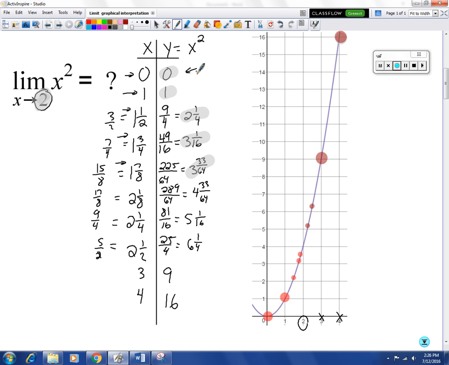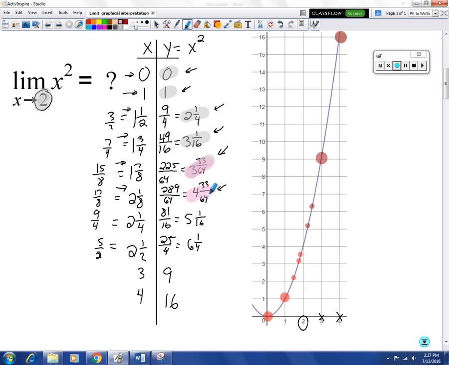My answer is not 0. Okay, my answer is not 1. My answer is not 2 and 1/4. It's not 3 and 1/16. So it's bigger than 3 and 1/16. These numbers keep going up. 3 and 33 over 64, really, really close to 3.5. Okay, so it looks like it's a little bit bigger than 3. And then when I pick numbers that are bigger than 2, like 2 and 1/8, I get numbers that are 4 and up. So from basically these values right here, we can kind of anticipate what our limit would be.